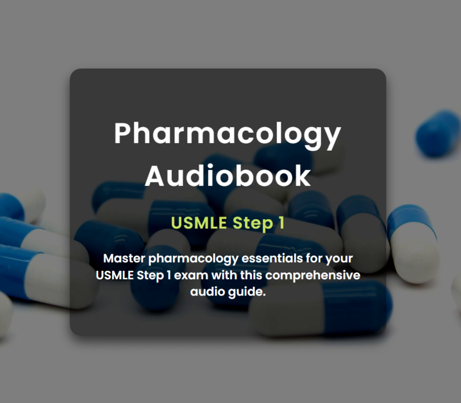Then there's mirabegron, a beta-3 agonist, used for urinary urgency, incontinence, or overactive bladder. And here's a tip to help you remember it, just think mirab-3-gron, because it targets beta-3 receptors.